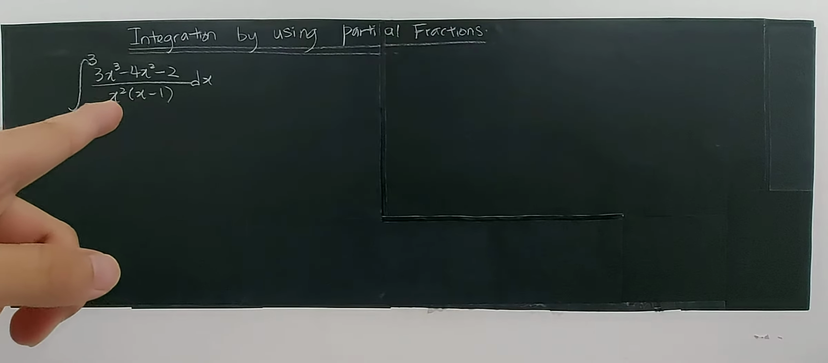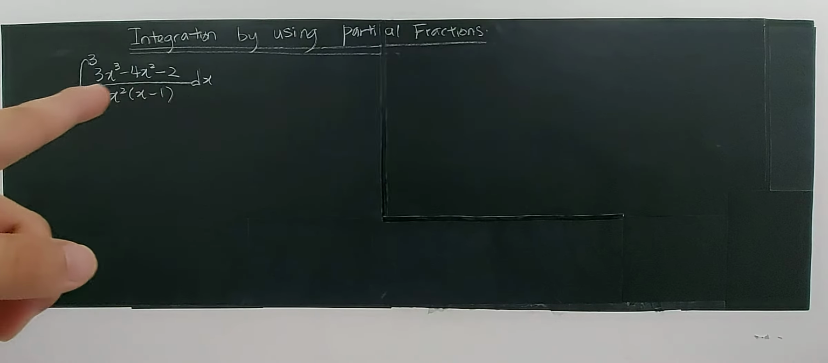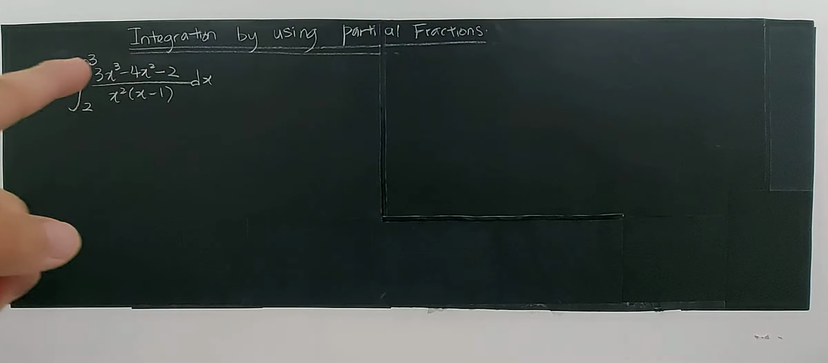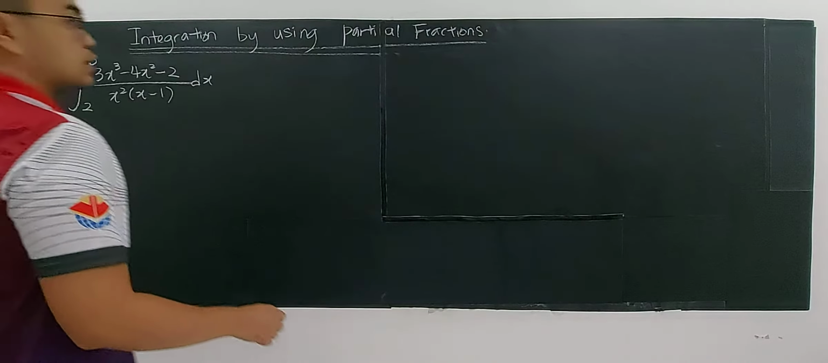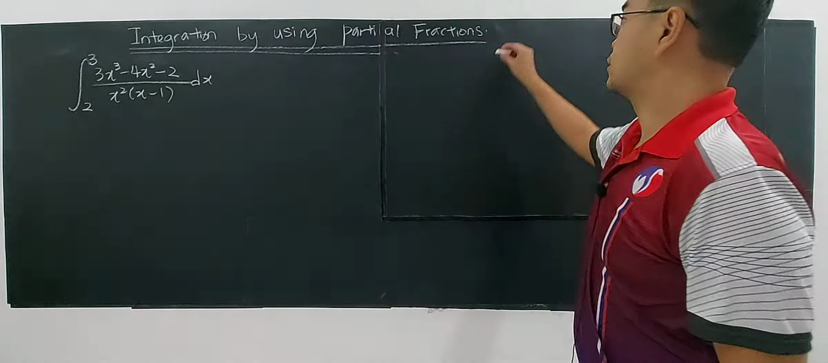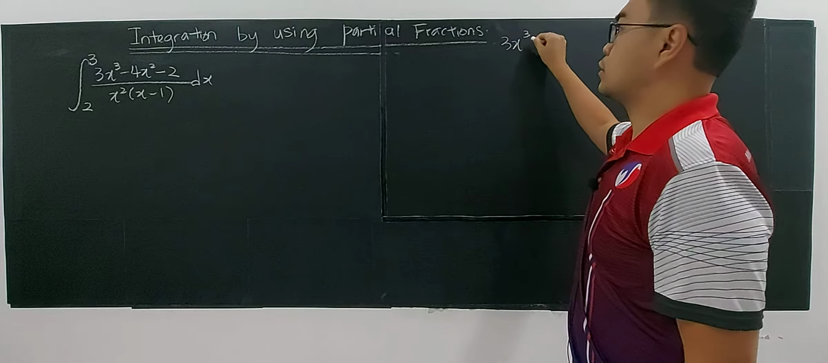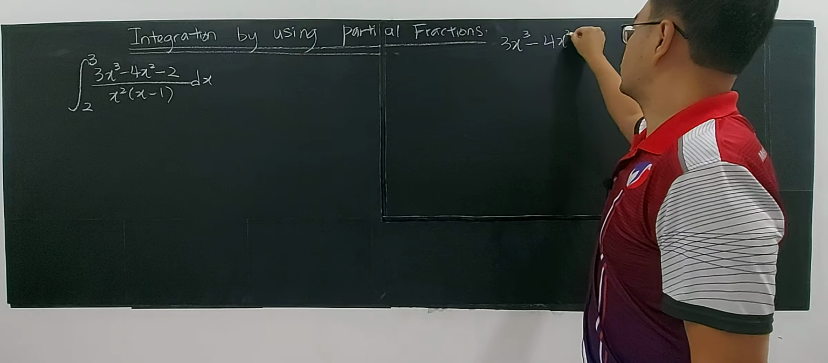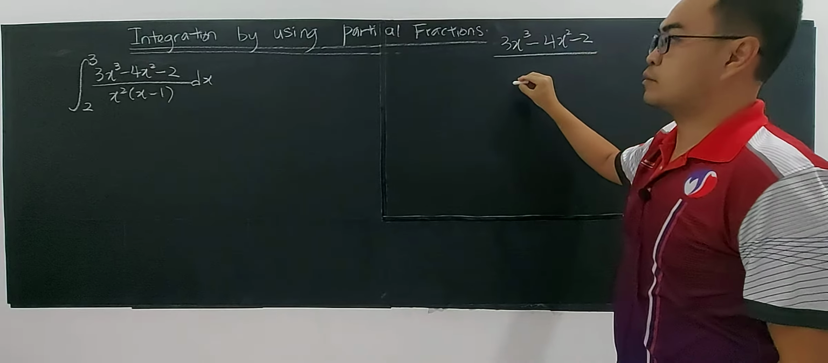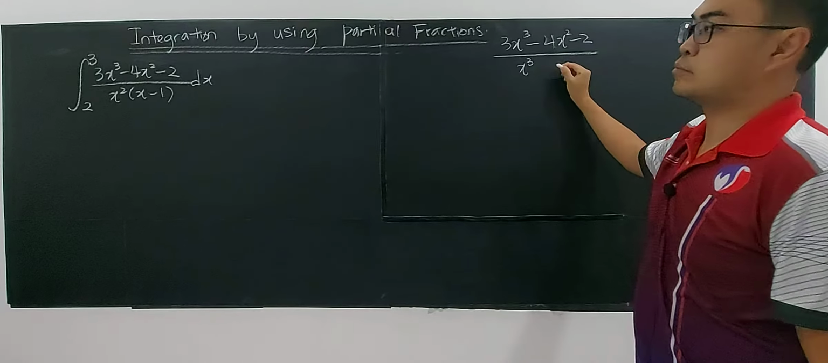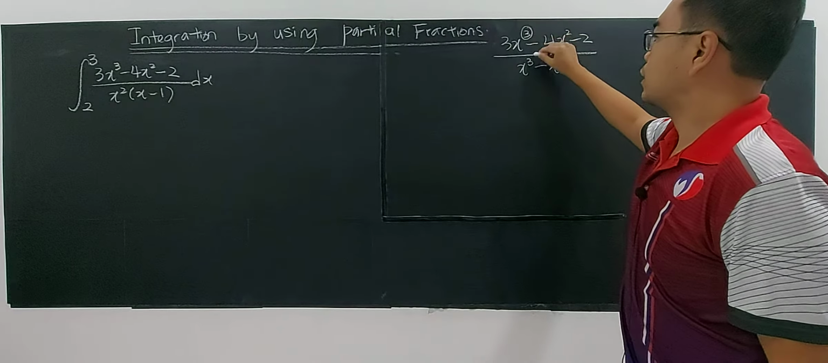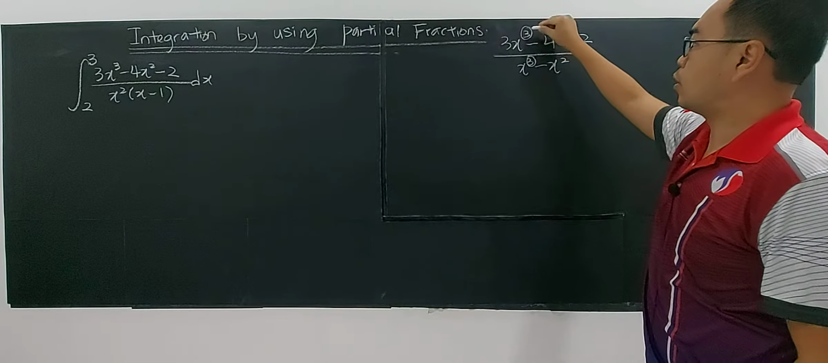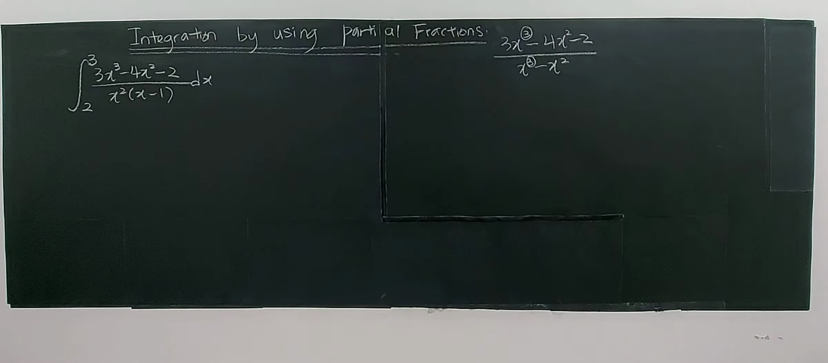As you expand this, you are getting a polynomial with degree 3, and this is also a polynomial with degree 3, which is not a proper fraction. So you have to do long division. It means that you have to write 3x to the power of 3 minus 4x to the power of 2 minus 2, divided by x cubed minus x squared. The degree is the same or greater, so we have to do long division.